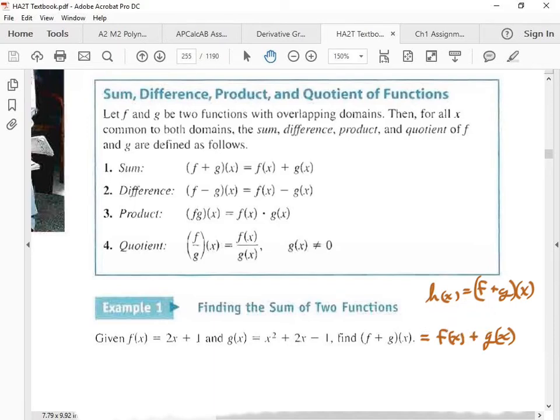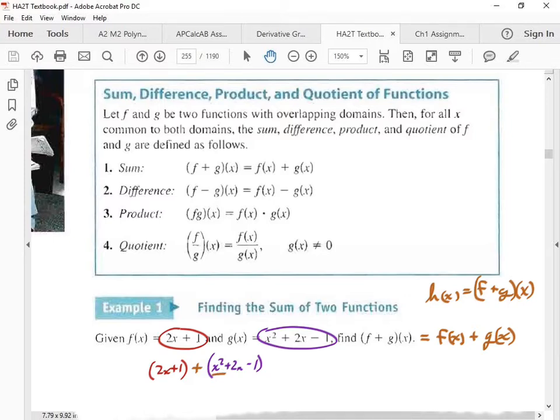We have the f function, which is 2x plus 1. And then we're going to add to that, let's put parentheses around it for fun, the g function, which is x squared plus 2x minus 1. Put parentheses. Now, are those parentheses necessary? No, they're not, because I don't have a negative right here that I have to distribute. So we can delete those parentheses in our heads and just combine like terms.